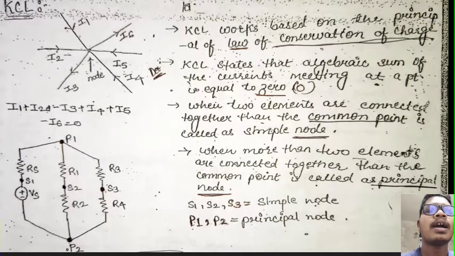Okay, so let's add I1 plus I2, and this I3 is an outgoing current, so that's why I am denoting it with a minus. I4 is incoming, I5 is also incoming, so I4 and I5 are denoted with a positive sign, so they are added to this. Here I6 is outgoing, that's why I am denoting it with a minus sign. So after adding all those things you will get 0. So that's why that is equal to 0. So it is clear to you, the simple node and principal node.